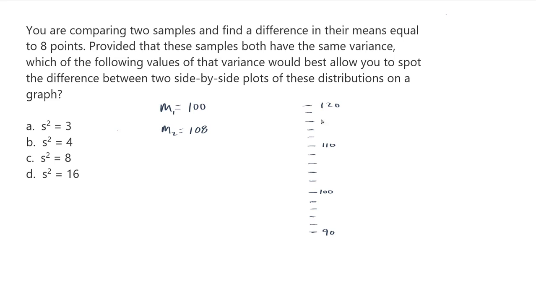Okay, so not exactly a perfect scale, but this will sort of help to illustrate what they're talking about here. Now, we need to have two different means. So I've got a mean of 100. So here, on this side, I'll put my mean equals 100, and on the other side I'm going to have my mean equals 108.